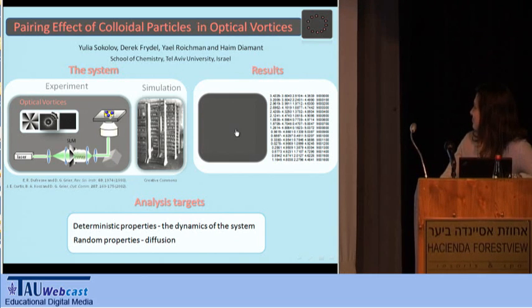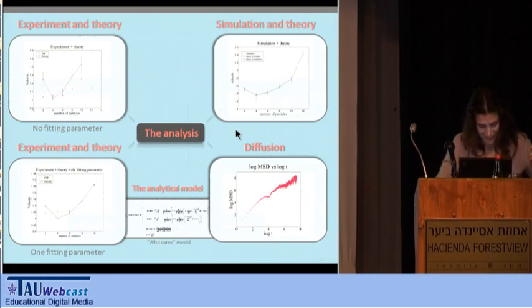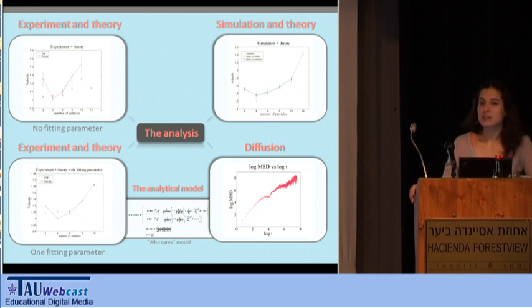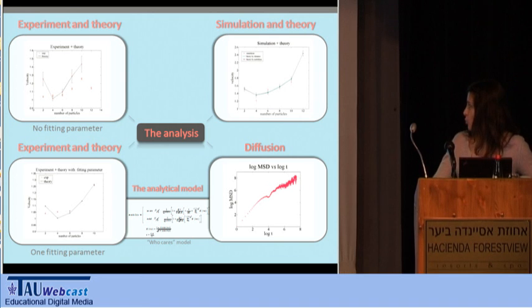Okay. So this is a non-equilibrium system. And we were interested to study the dynamics and the diffusive behavior of the system. In experiment, we saw that particles tend to pair, and it was proved in simulations. So we built this analytical model based on hydrodynamic interactions, and we could get the theoretical mean velocities and compare them with simulation velocities and experimental velocities.